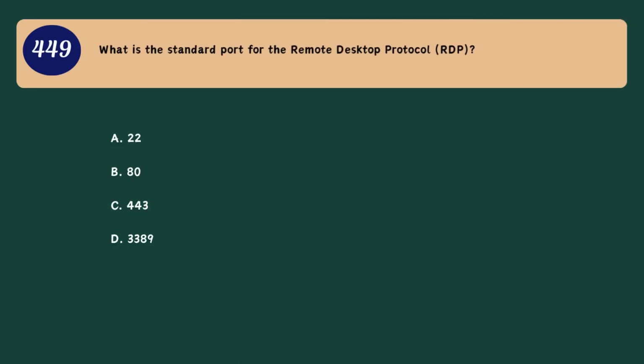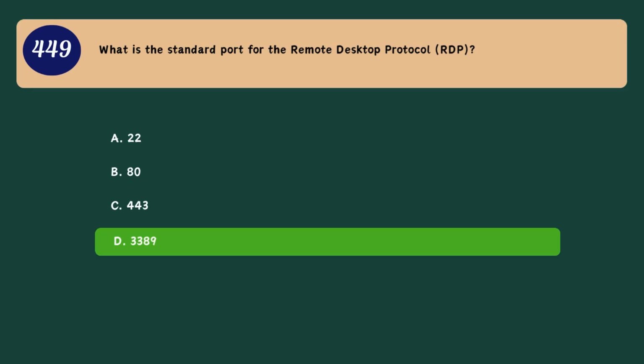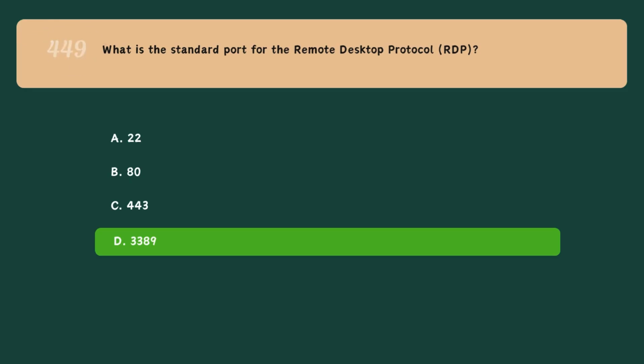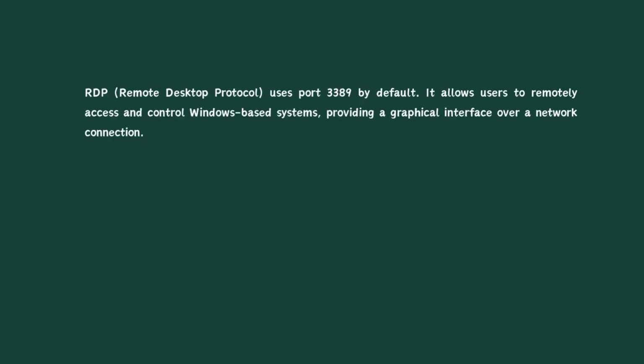Question 449. What is the standard port for the Remote Desktop Protocol? A. 22. B. 80. C. 443. D. 3389. Correct answer: D. 3389. RDP, Remote Desktop Protocol, uses port 3389 by default. It allows users to remotely access and control Windows-based systems, providing a graphical interface over a network connection.